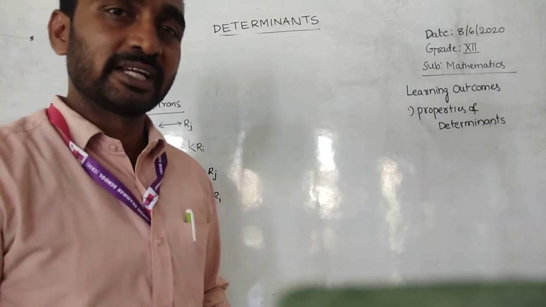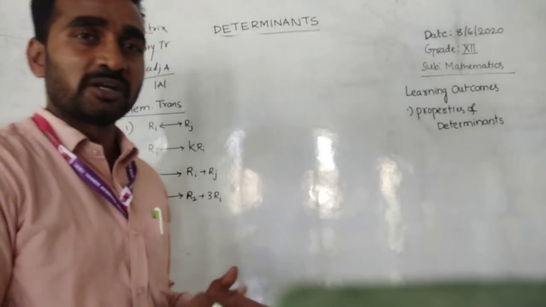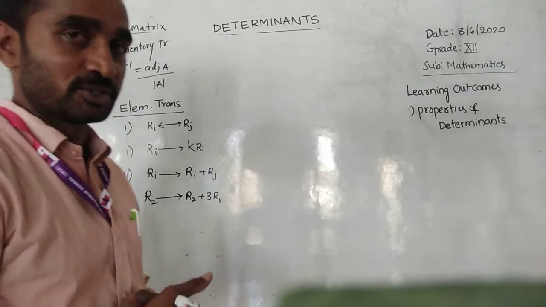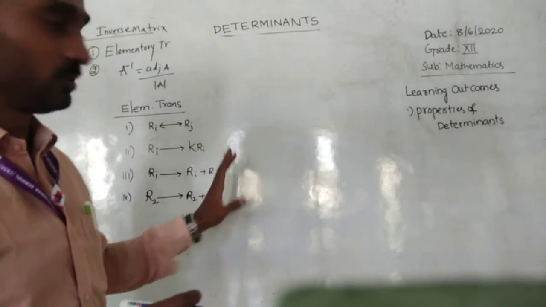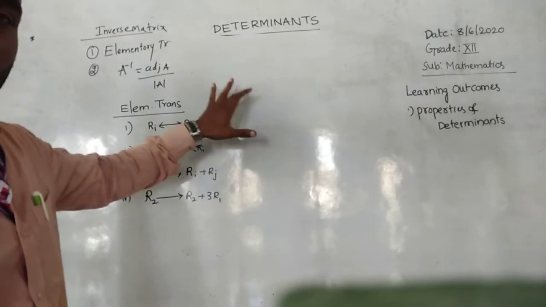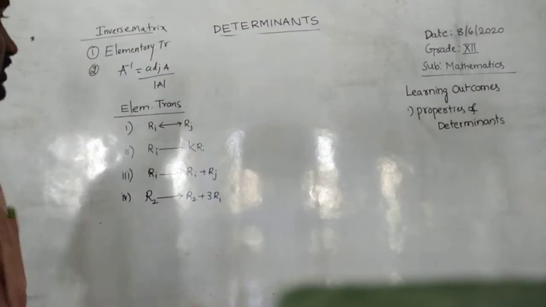You can opt even columns, but choose any one, either rows or columns, but don't do half of the solution with rows and half of the solution with columns. Complete the solution with either rows or columns. So now I will apply how to find A inverse of the given matrix by using elementary transformations.